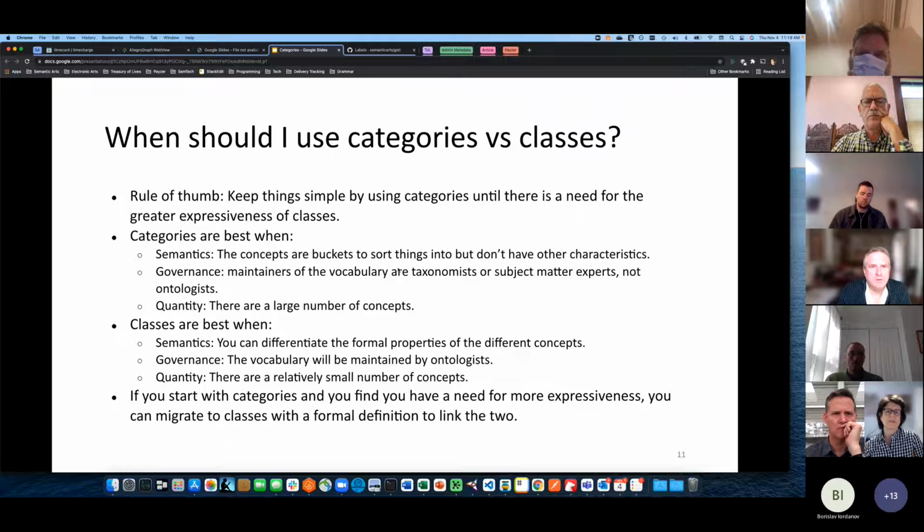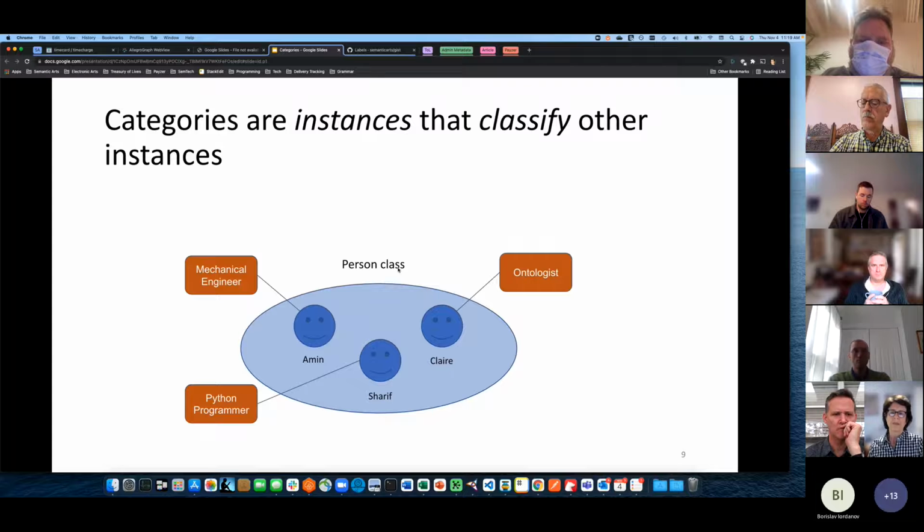So the big question here is, when should I use categories and when should I use classes? The simplest rule of thumb is to keep things simple by using categories until there's a need for the greater expressiveness that classes provide. So for example, until you find that you need to say more about what it means to be an ontologist or have the skill of an ontologist, it's better to start out with these as categories. And then if later on you find out that you need to describe what it means to be an ontologist in more detail, or what kinds of relationships it has to other things, there's a formal mechanism that I will describe for migrating data from categories to classes.